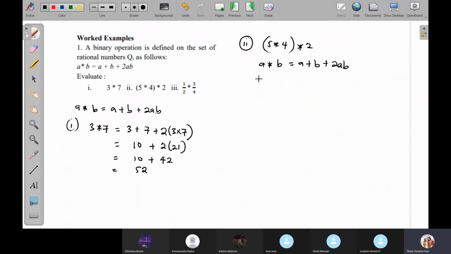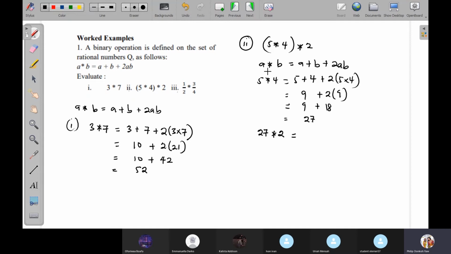Considering the bracket, which is 5 star 4, comparing it to A star B, our A value is 5. So we have 5 plus 4 plus 2 times 5 times 4. When we simplify, we get 9 plus 2 times 9. And 2 times 9 is 18 plus 9. And 18 plus 9 gives us an answer of what? 27. So we've worked out what is in the bracket. Now we have 27 star 2.